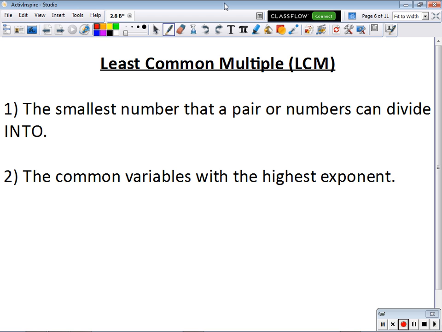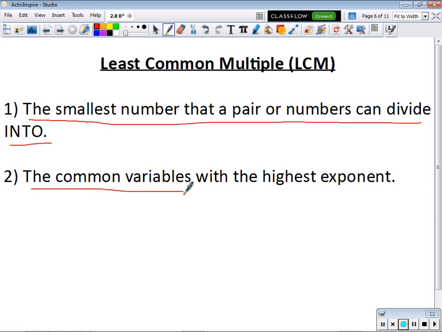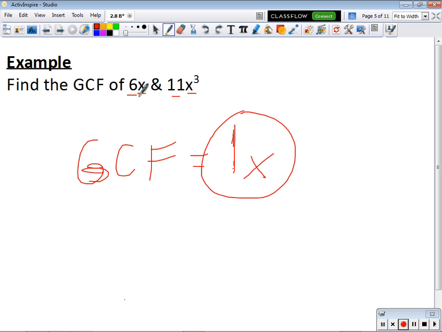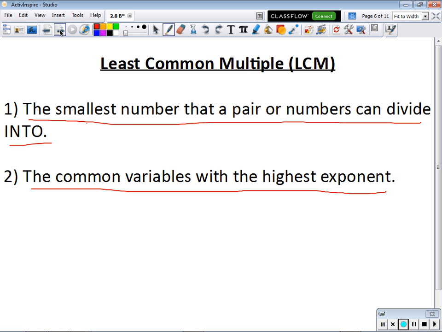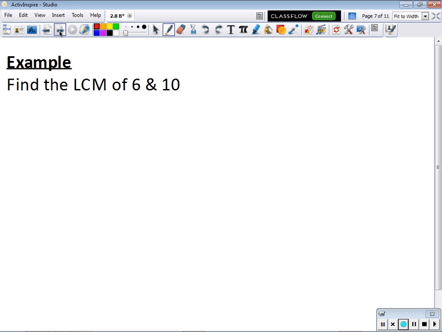When you're trying to find the least common multiple for a pair of numbers, you're looking for the least or smallest number that the pair of numbers can divide into. For common variables, the least common multiple is the variable with the higher exponent. When we were talking GCF, when you're comparing variables that are the same, it's the variable with the lower power. With least common multiple, it's the variable with the higher power.